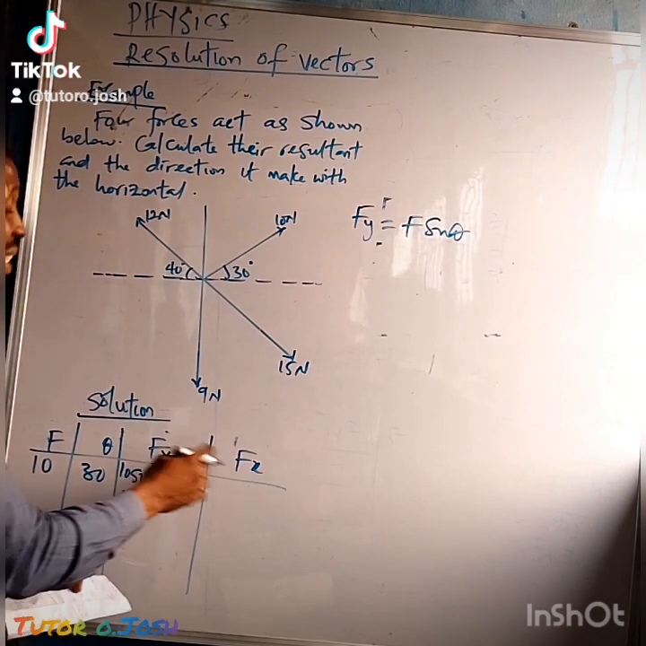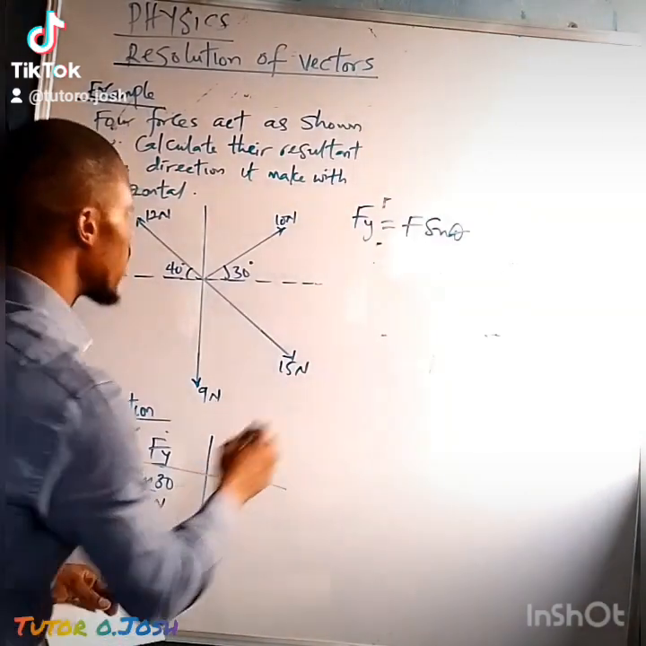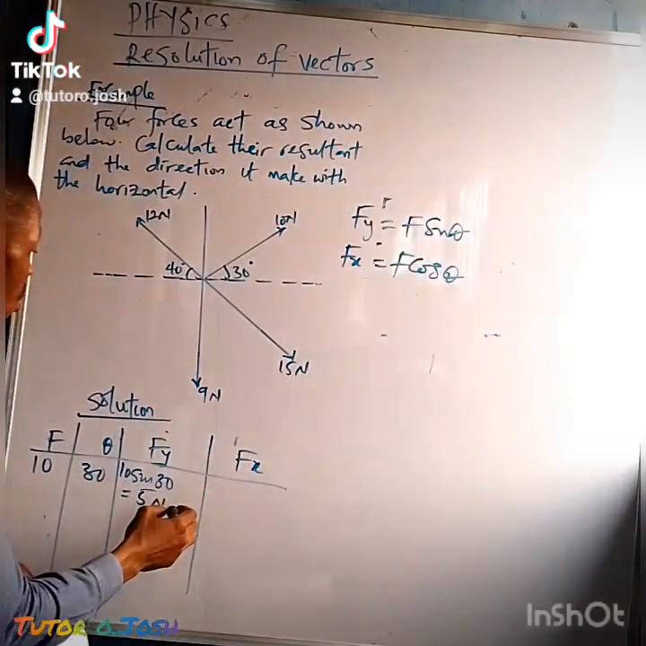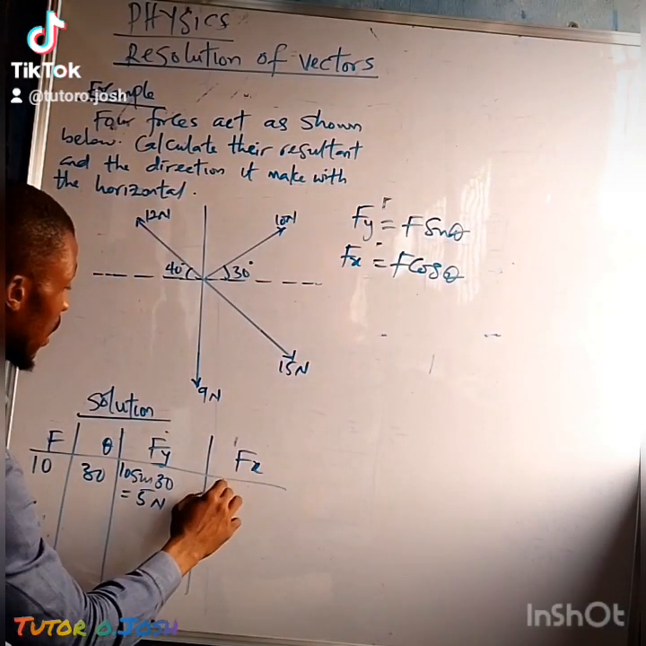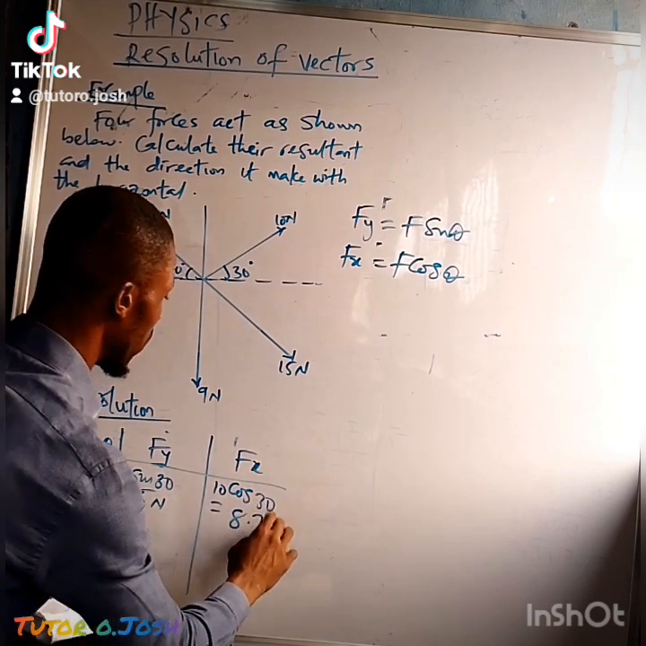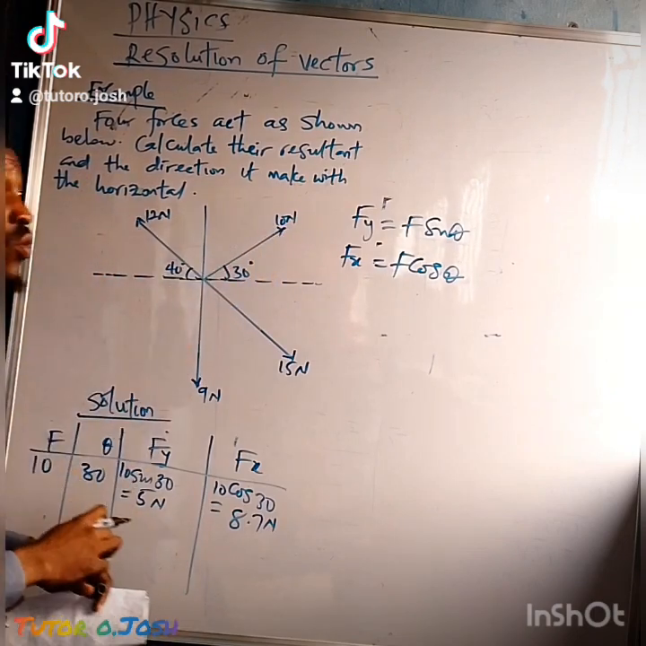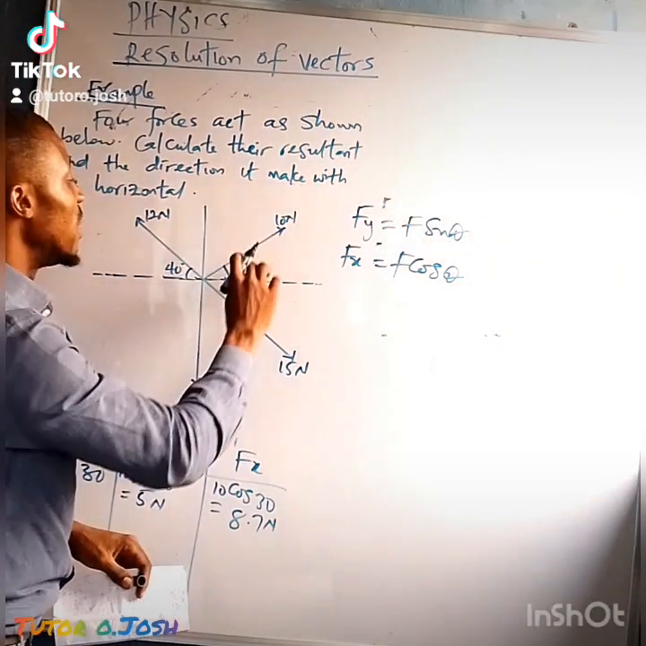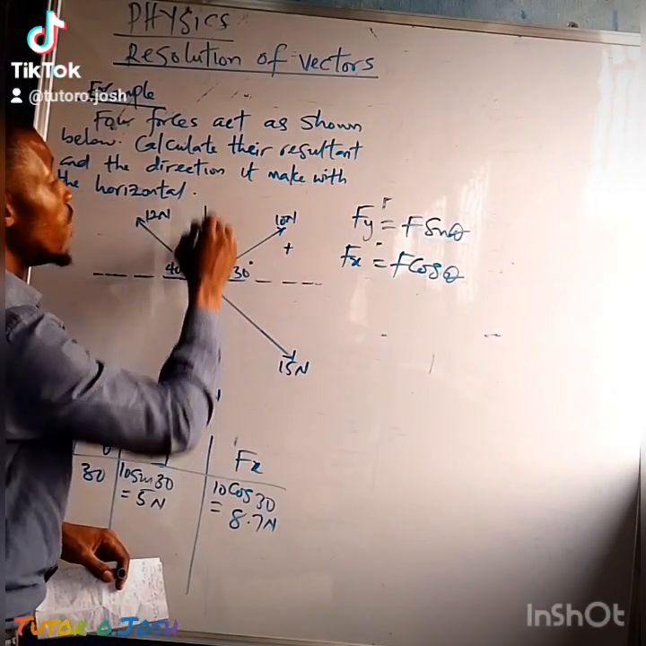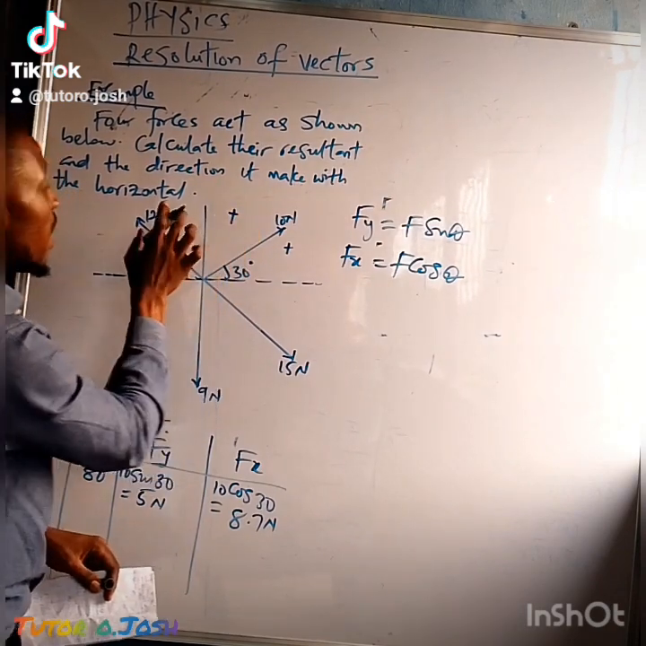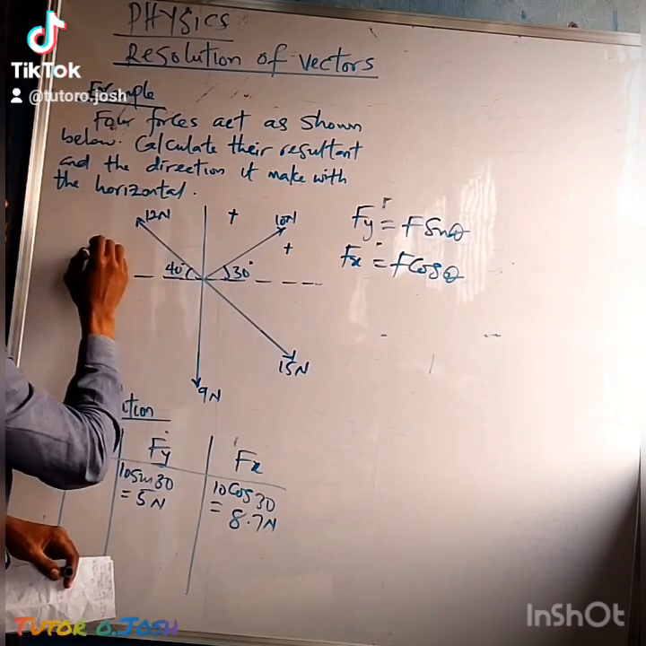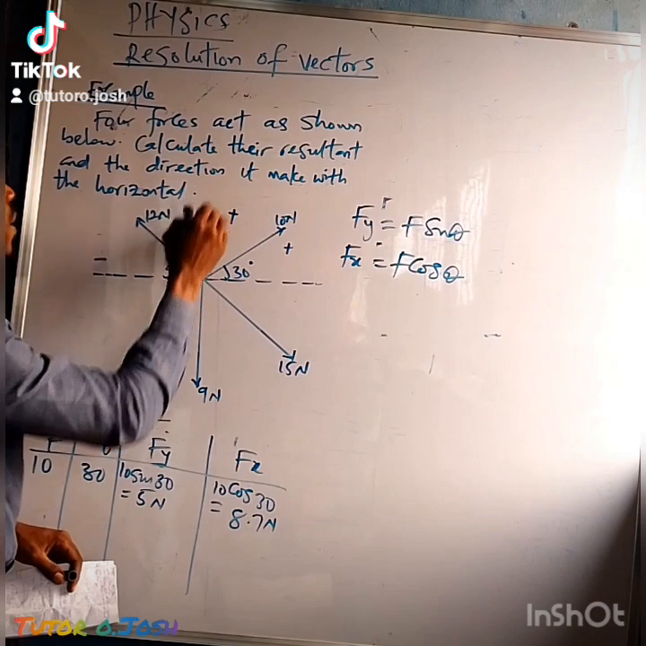So that's 5 Newton, and the horizontal component is given as Fx to be F cos theta. Here we have F, which is 10. This is 10 cos 30, and that gives us 8.7 Newton. That's the first force here. Do not forget, in this first quadrant, the horizontal component is positive and the vertical component is also positive. In this second quadrant, the horizontal component is negative and the vertical component is positive.